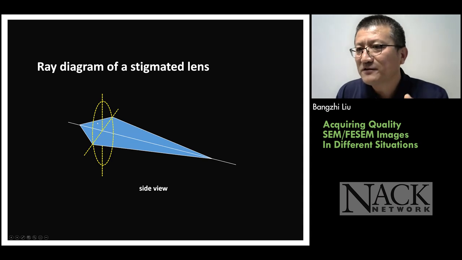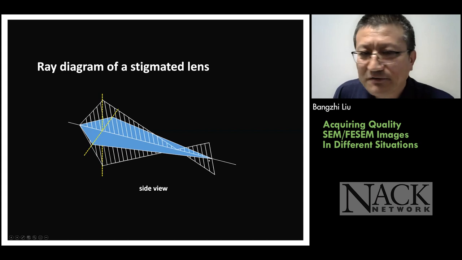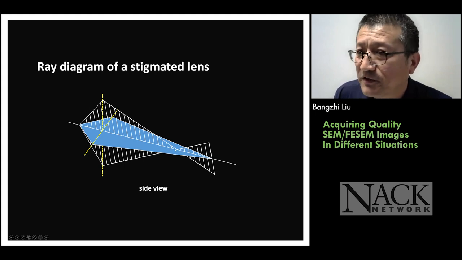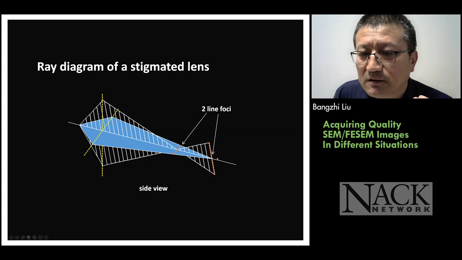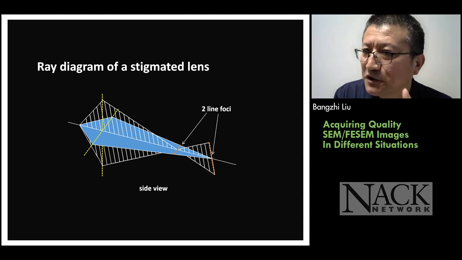Now it's going to depend on which way the electron passes through this lens. If the electron passes through the lens horizontally, the focus is right here. If the electron passes through the lens vertically, because we have two different axes, the focus will be different, right here. So when you section the beam, you're going to have a line here, but they point to two different directions, like perpendicular directions.